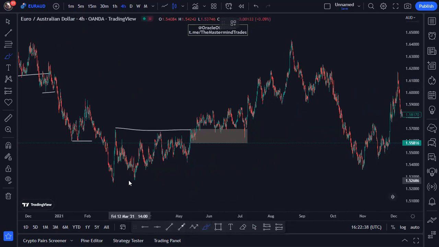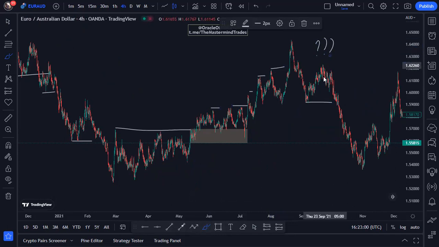You can see we have this to be a break of structure for an uptrend. We have this, this, this, all the way up here, and then right here we have a change of character. Price is failing to create a new higher high and then going all the way down.